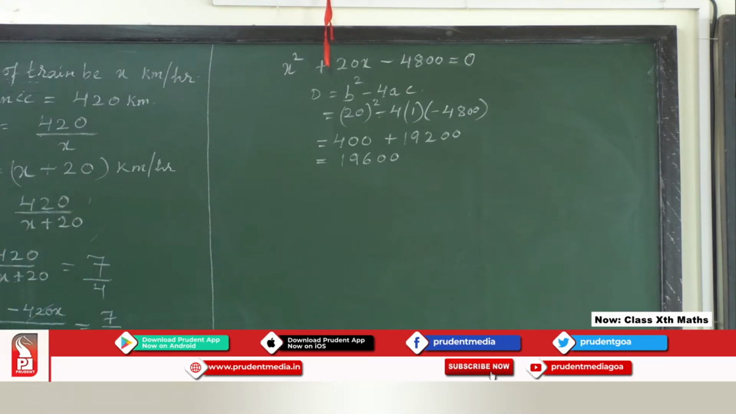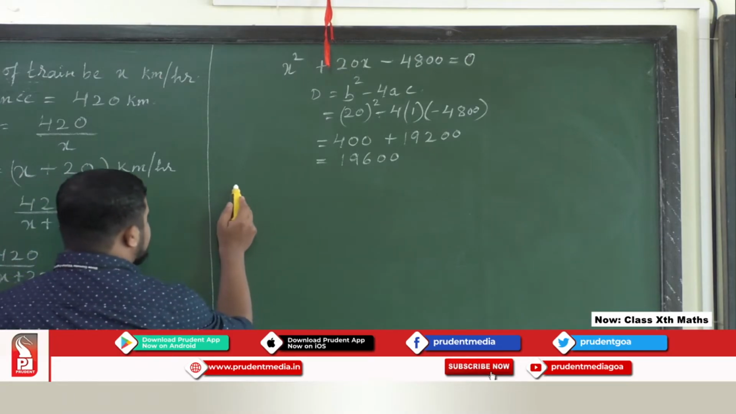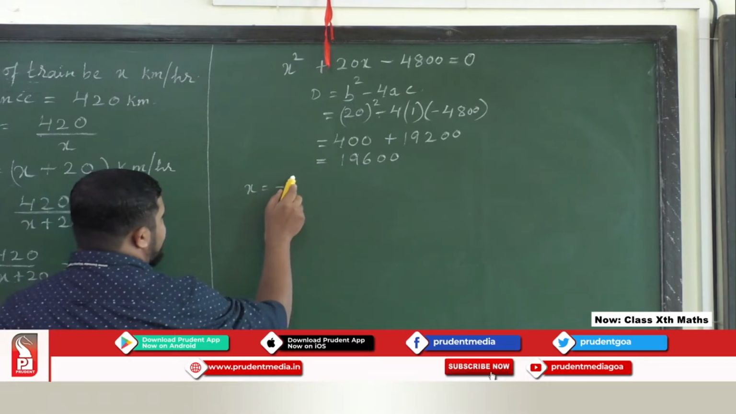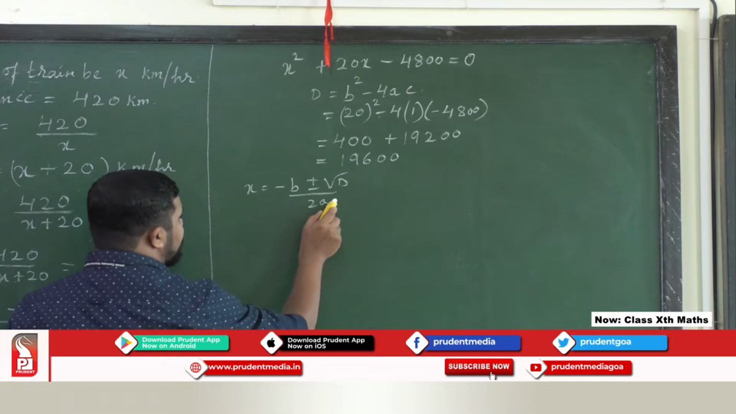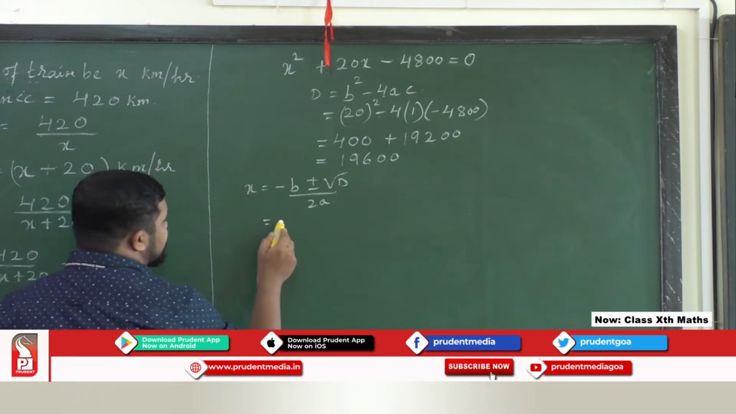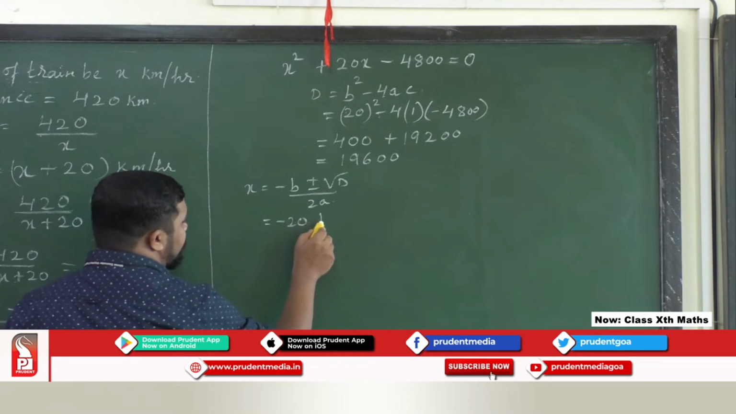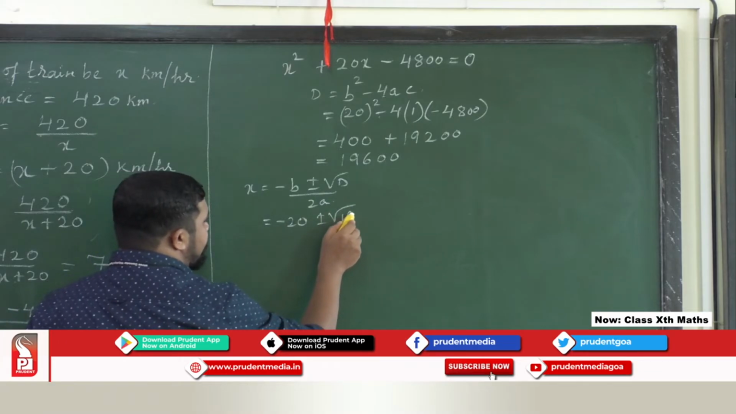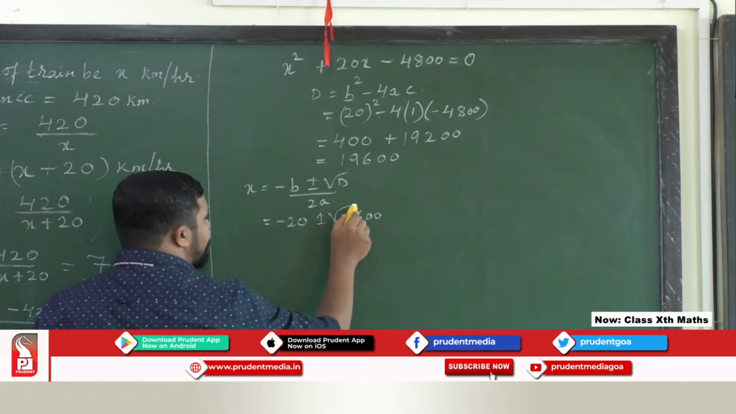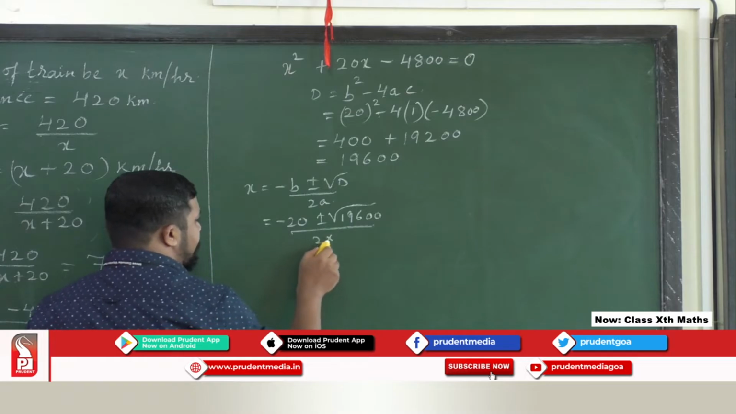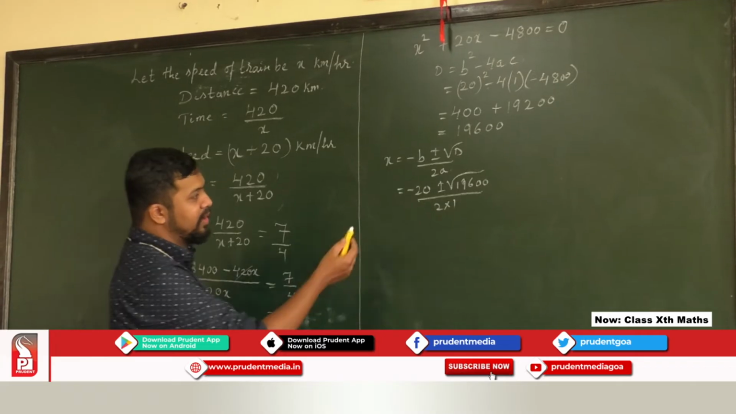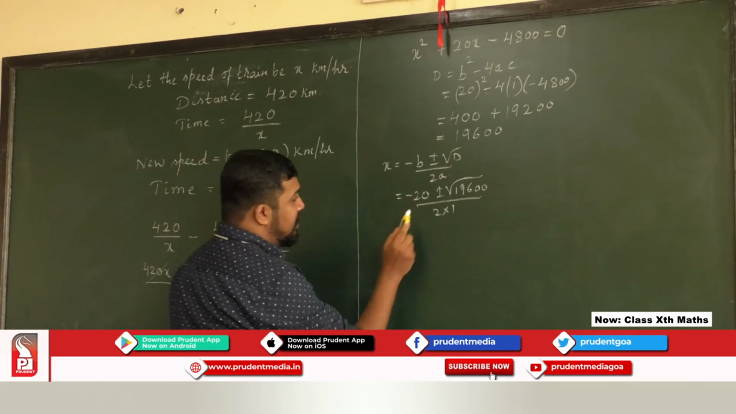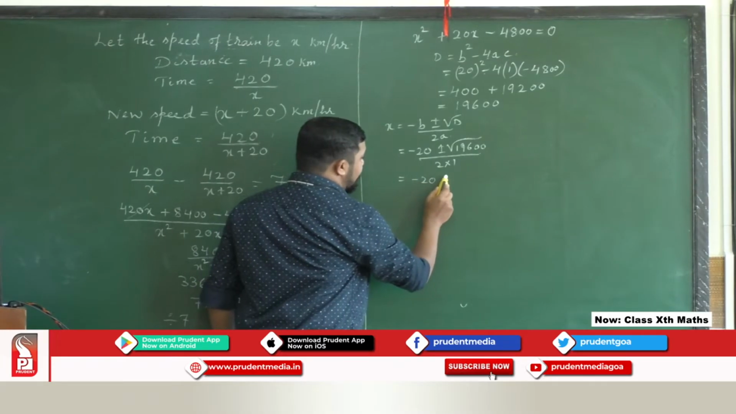Look at your D. D has to be always a perfect square, and you know 196 is a perfect square. So now x is equal to minus b plus or minus root D upon 2a. So, minus b, that is minus 20, plus or minus root D upon 2a. So, substitute the value, minus 20.